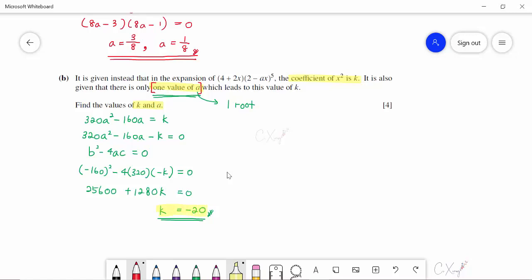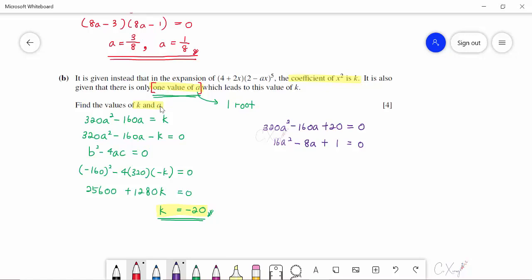So after you get k equal to negative 20, now please continue to get the value of a. So how can we get the value of a here? Again, you can try to substitute the k into the quadratic equation. So you have 320a squared minus 160a, then minus negative 20. Therefore, you have plus 20, and which is equal to 0. Okay, then of course, you can further simplify it. Right, so you have 16a squared, then for this one, you have 8a plus 1, and it is equal to 0. All right, so now you get another quadratic equation.